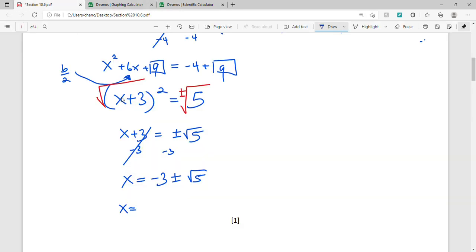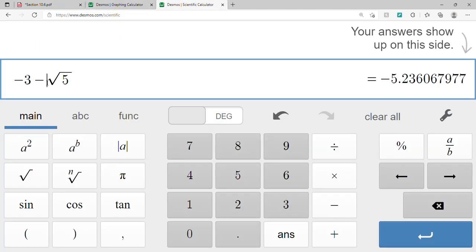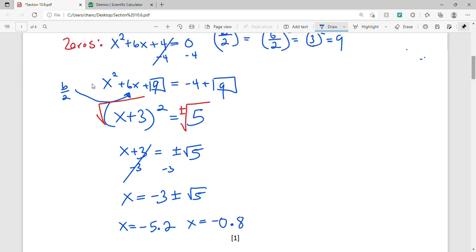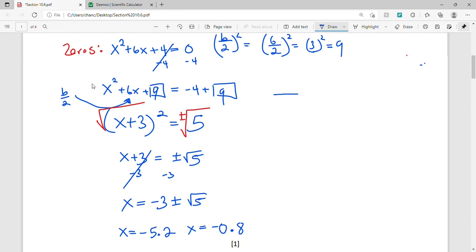So x equals negative 5.2. And x is also approximately, we'll do the plus one now, negative 3 plus root 5, and I have negative 0.8. So x is approximately negative 0.8. Now we can do the number line. We can plot our number line just to help us visualize where our solutions are going to be. We have the point negative 5.2 as our first point, and the other one is negative 0.8 as our second point.